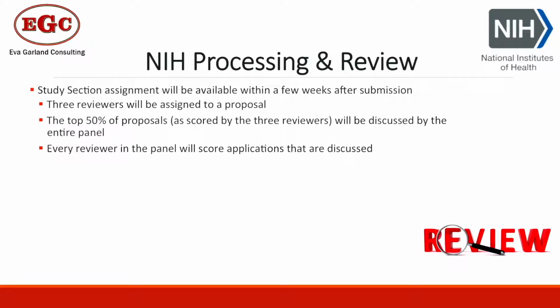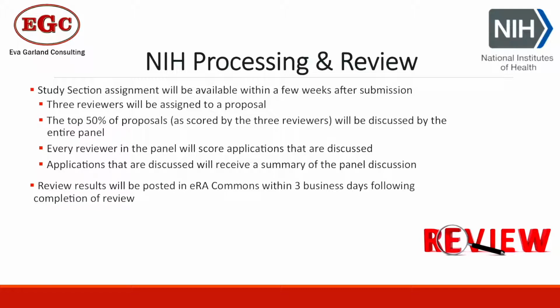Every reviewer in the panel scores all of the applications that are discussed at the panel. And then the applications that are discussed receive a summary of the panel in addition to each reviewer's individual review. Review results are posted in ERA Commons within 3 business days following completion of the review. So once you know what study section your application is assigned to, you'll also know the review dates. You'll know when that panel is meeting. So within 3 days of that meeting, your results will be posted in ERA Commons.